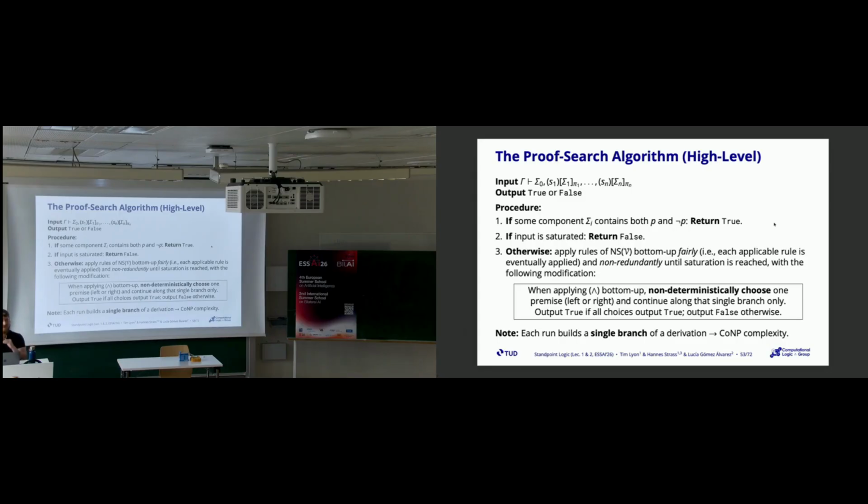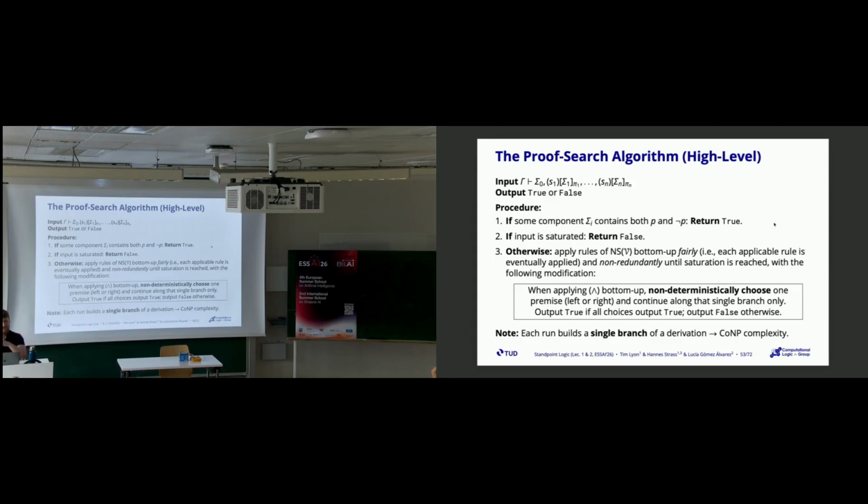And we continue this process until we hit a saturated sequent or an instance of ID. What this means is that this proof search algorithm makes non-deterministic guesses when conjunction rules are reached, and it only builds a branch of a derivation at a time.